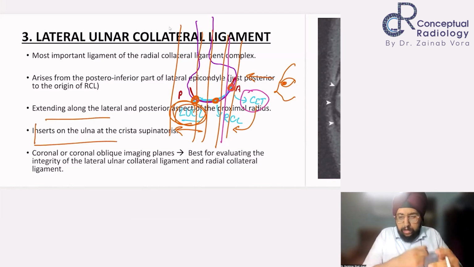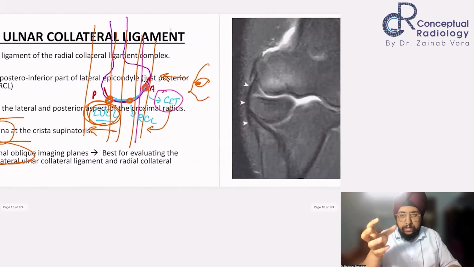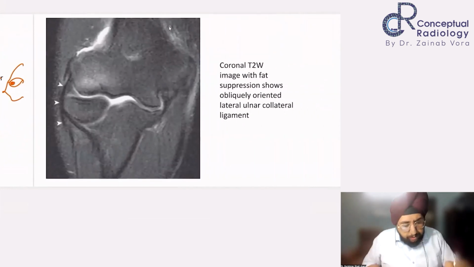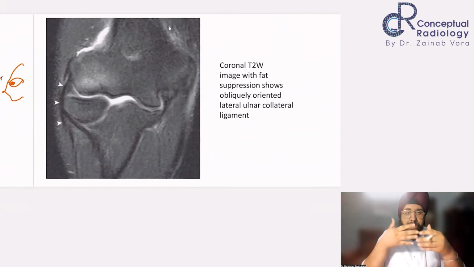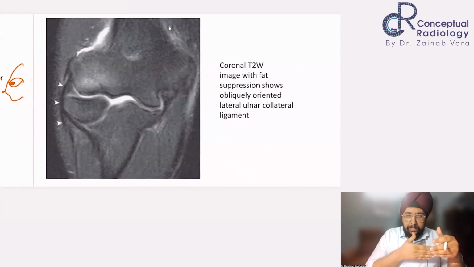The name ulnar has been given because it inserts on the ulna by going behind the radial head. Coronal and coronal oblique images are best for evaluating these. So this is the posterior most section. You will see that the radial head has almost ended now. Now we are in the section which is behind the radial head.